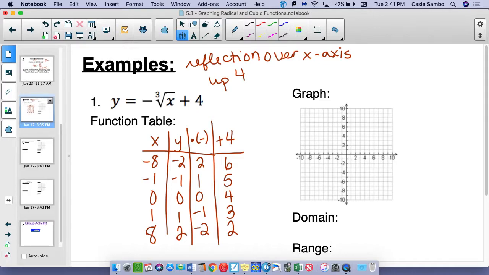Negative 8, positive 6, negative 1, positive 5, 0, 4, 1, 3. That's 2, 3. Again, 1, 3, and 8, 2. Connect.